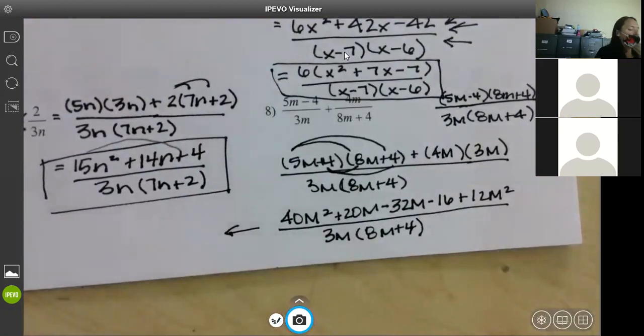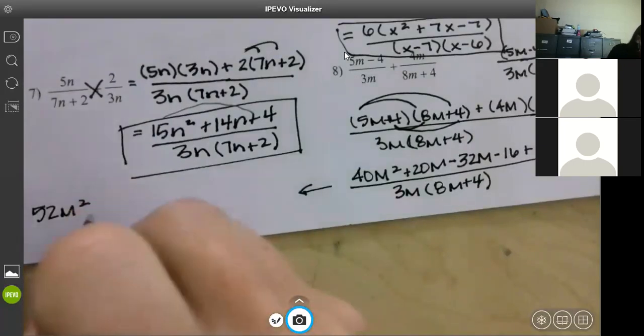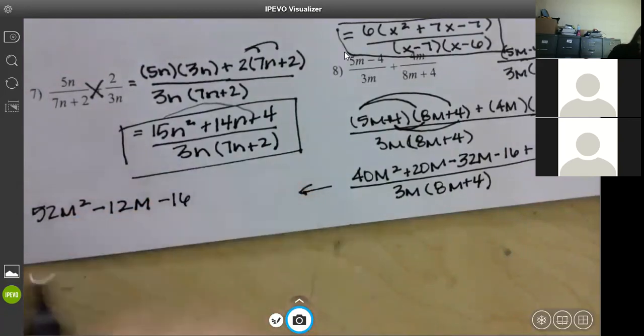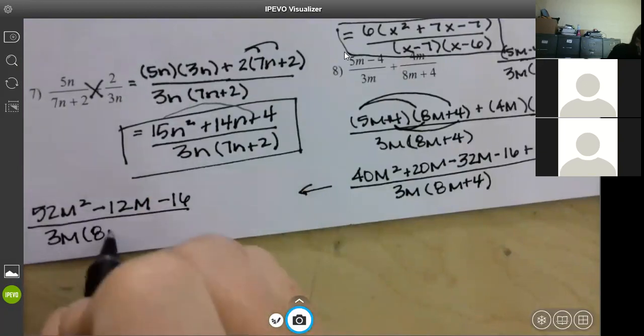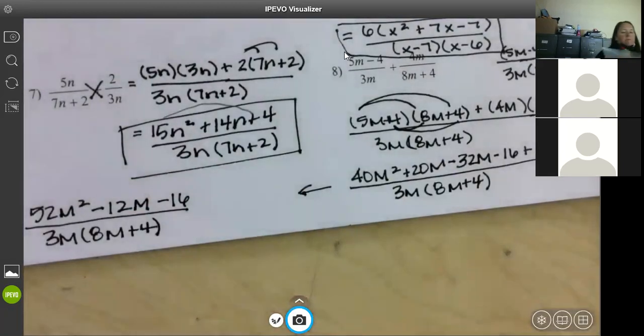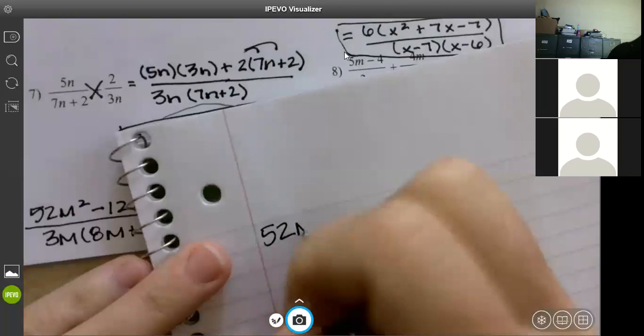Add your like terms. 40m squared plus 12m squared. If you can't see it, I'll move it in just a minute. 52m squared. 20m minus 32m. And then we had a minus 16 on top, over 3m, 8m plus 4. I'm going to grab a sheet of paper real quick because we're not done with this problem. This is a nasty one. All right, so I'm just recopying it. I don't want to squish it up anymore.